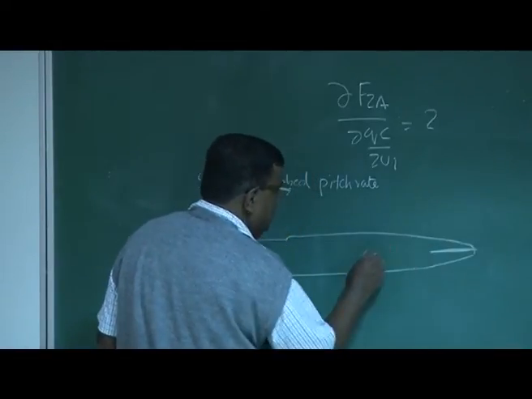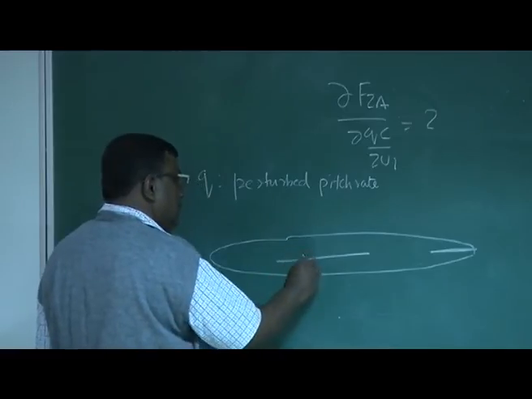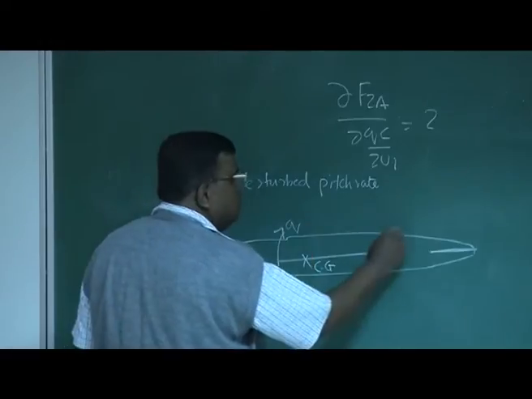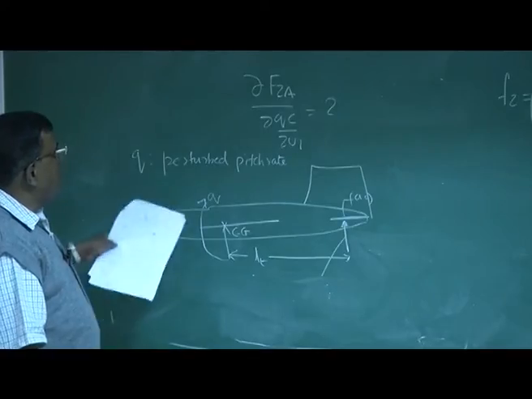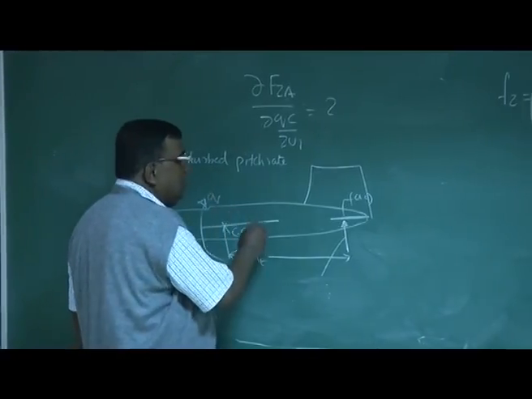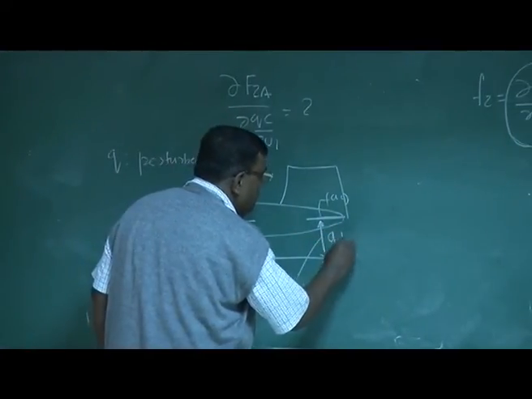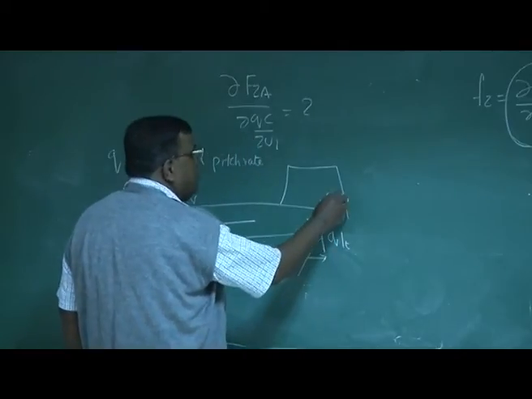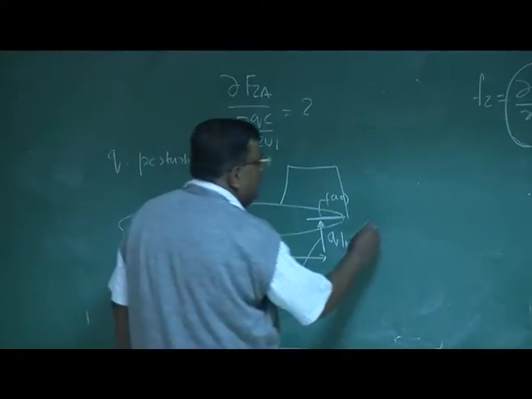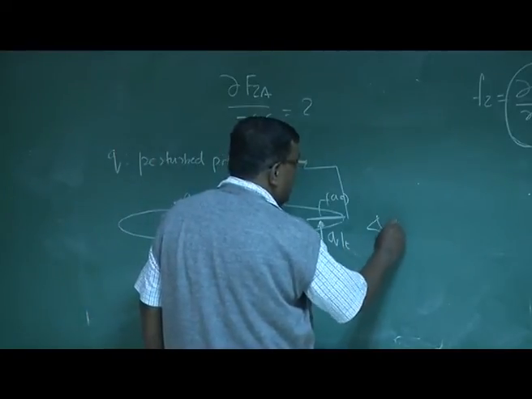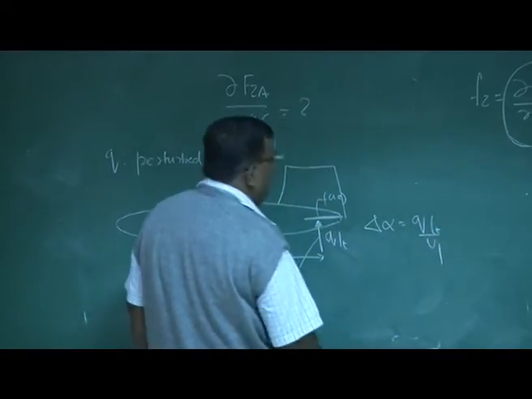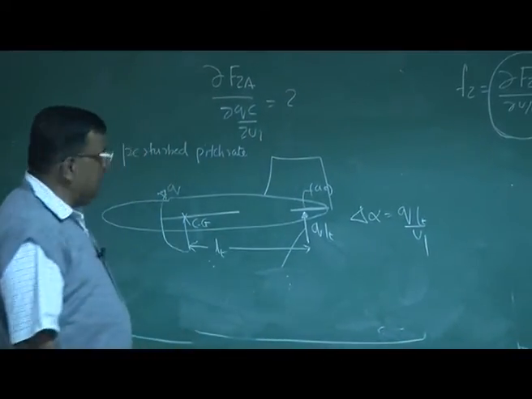This is the tail, this is the wing, and let's say here is the CG. If there is a Q, that's the vertical tail. You know the Q is the perturbed pitch rate. So as this airplane goes for a Q, then there is a Q into LT relative airspeed, I put it at the aerodynamic center. And since this is the LT tail moment term, I can write delta alpha is Q LT by U1. And if you want to take moment, then I'll take help of LT.